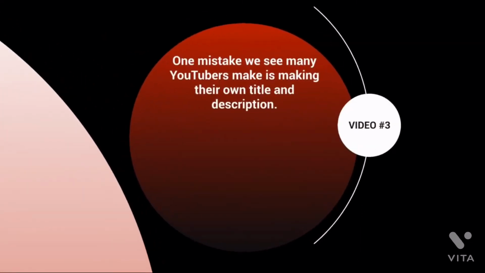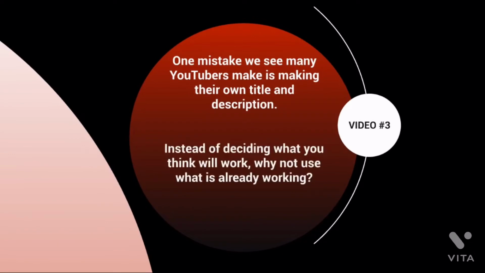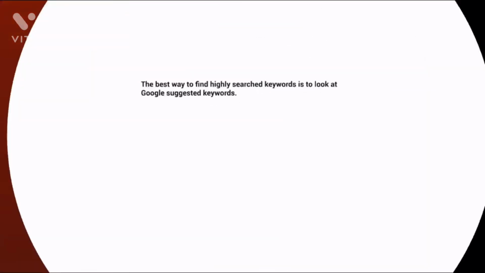One mistake that we see many YouTubers make is simply making their own title and description. I mean, it's natural, right? But instead of deciding what you think will work, why not use what is already working and do some simple keyword research that's not going to take a lot of time? This way you'll have the right information that will help you rank on the right keywords.